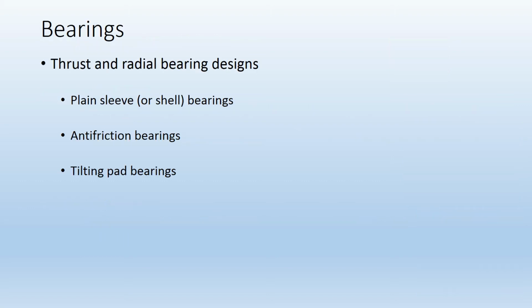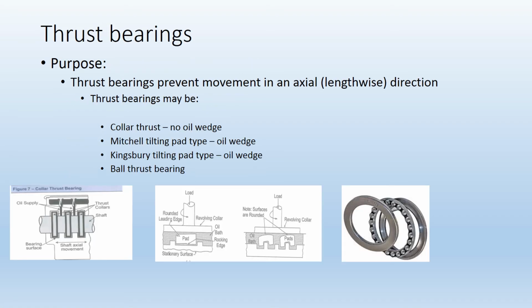There are three types of thrust and radial bearing designs, and they are the plain sleeve or shell bearings, anti-friction or roller bearings, and tilted pad bearings. The purpose of a thrust bearing is to prevent movement in the axial or lengthwise direction. And there are different styles of thrust bearings.